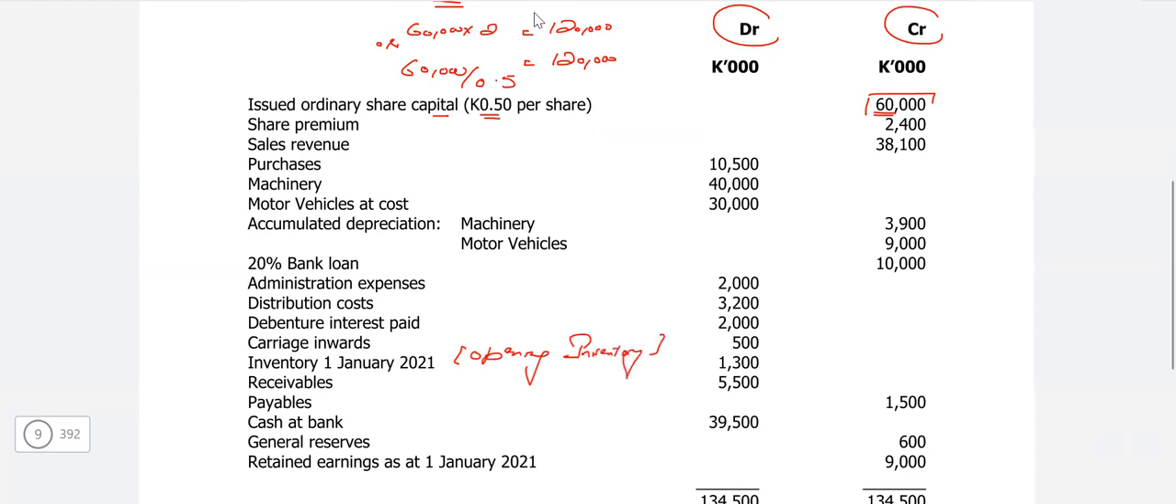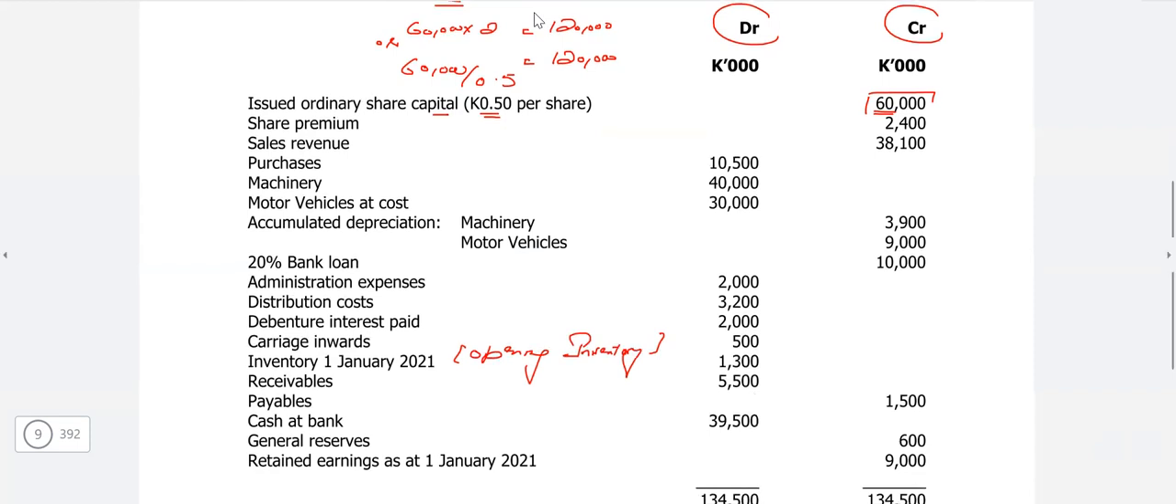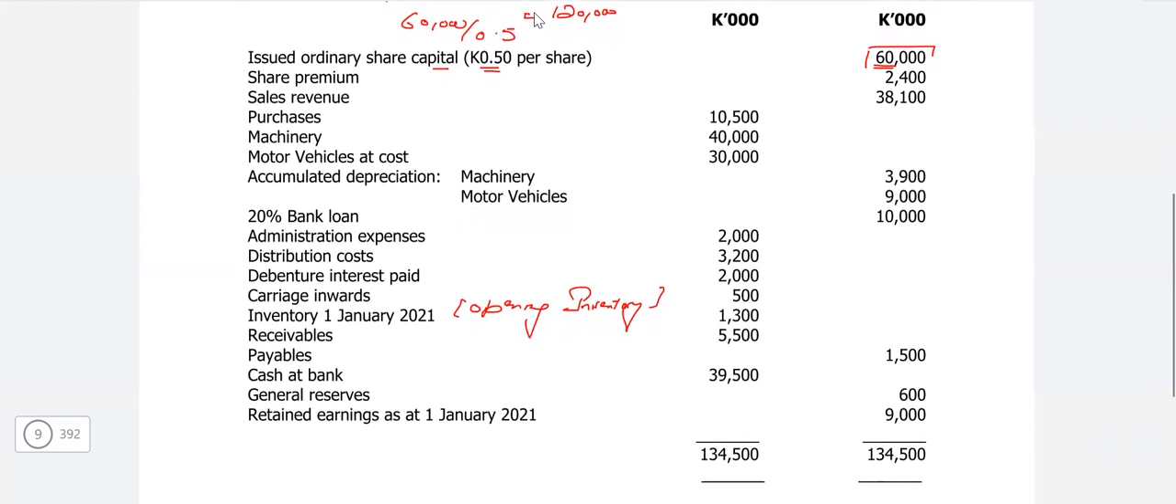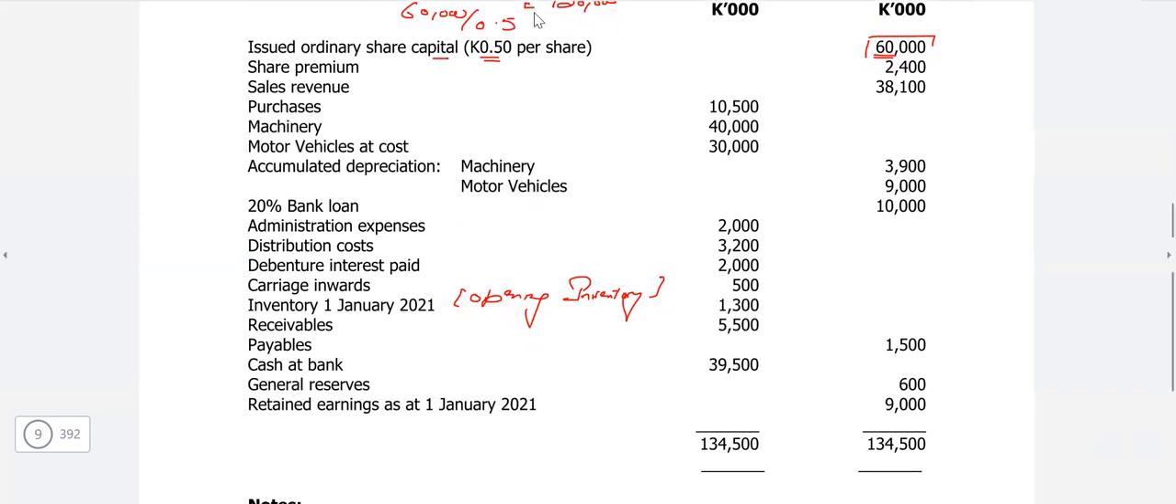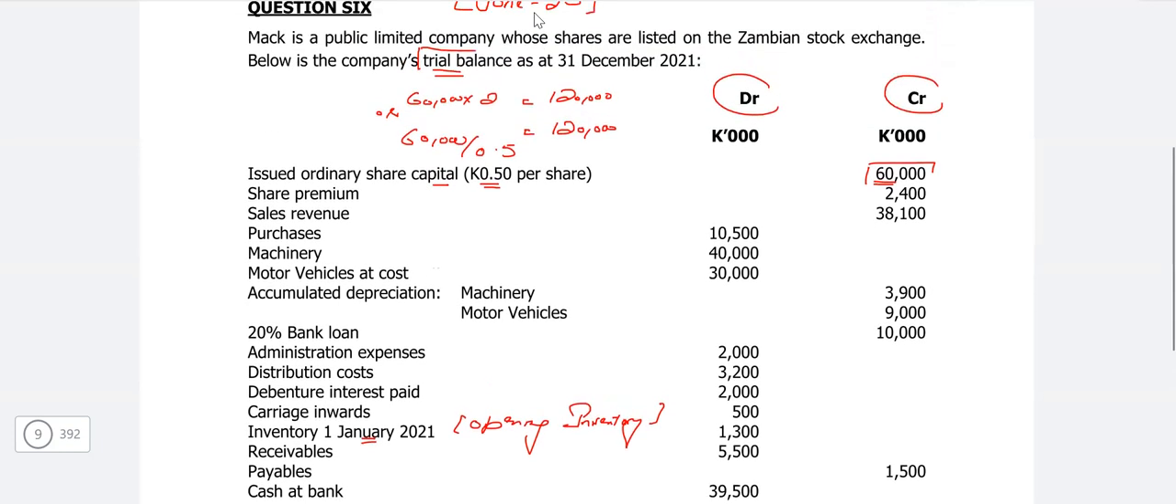Then we have the receivables balance, a current asset, the payables balance of 300, a current liability, and cash at bank, again a current asset, of 39,500. Then we have the general reserves, and the retained earnings of 9,000. Again, it is 1st January, so these are the opening balances. Any balance on 1st January represents the opening balances. So now we have successfully read the trial balance.